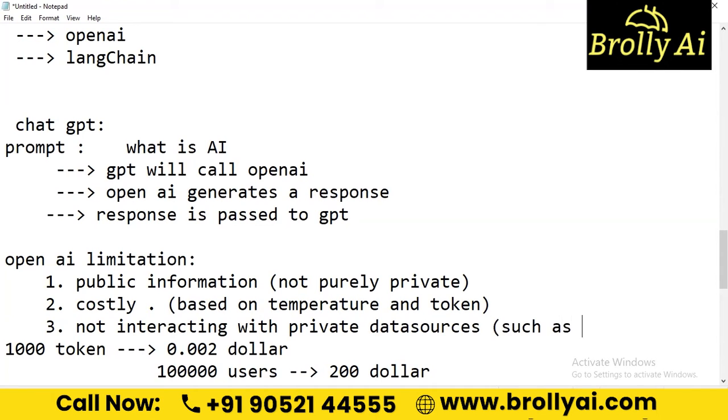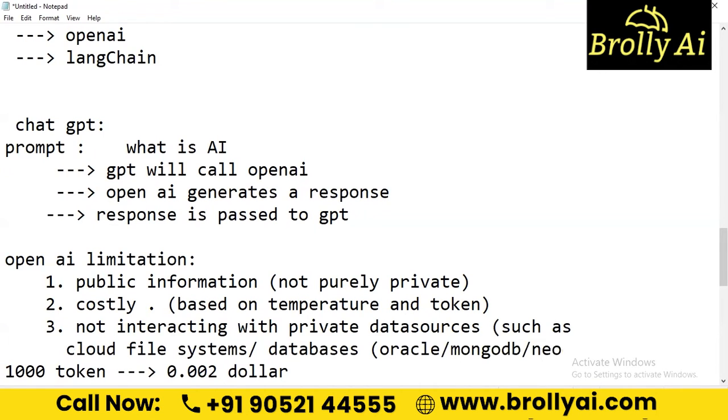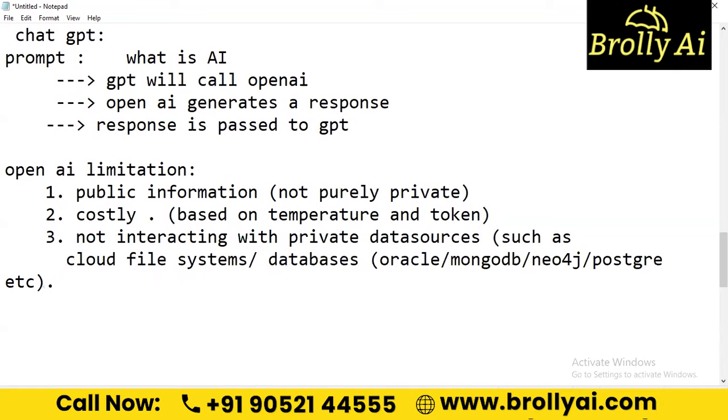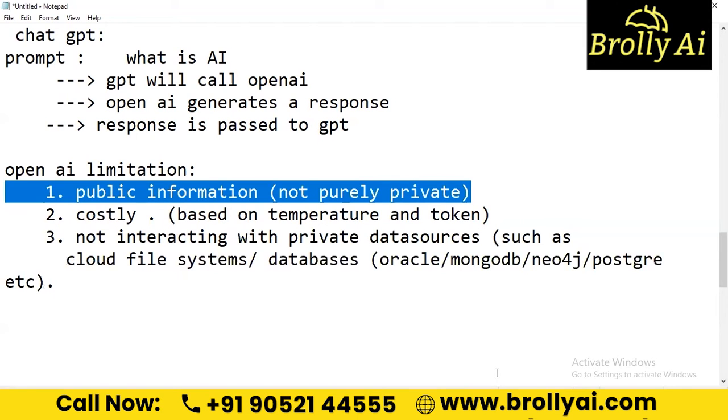Not interacting with private data sources, such as cloud file systems like Amazon S3 or databases. Databases can be NoSQL databases or RDBMS databases. It can be anything: Oracle or MongoDB or Neo4j or PostgreSQL, etc. These are the basic issues. Got it. This is the basic limitation. That means OpenAI is very good for my public information.